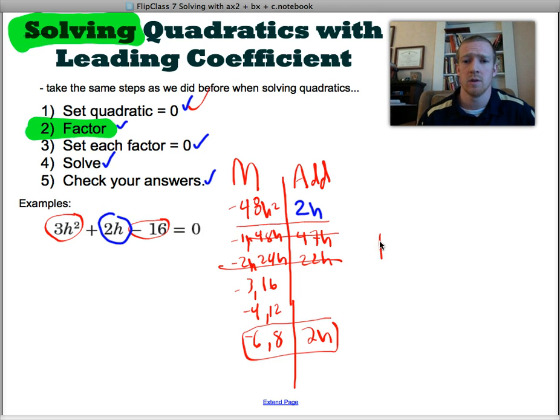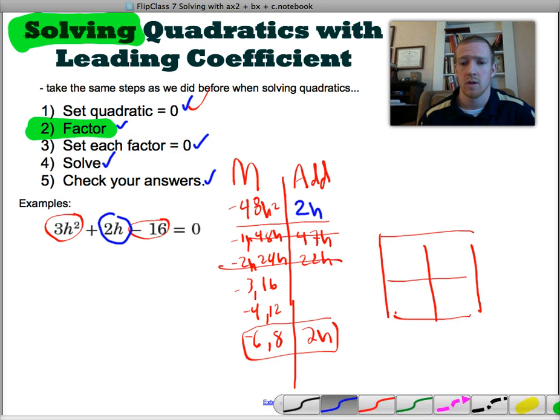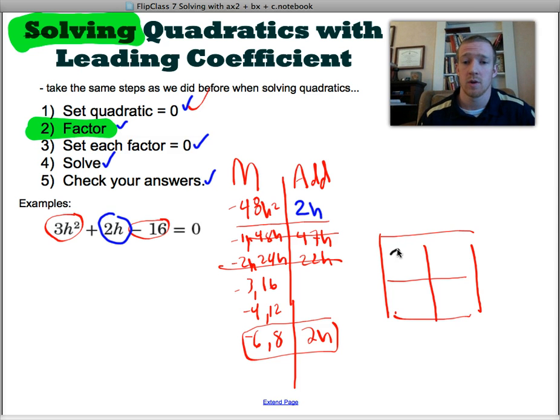Alright, so now I'm going to do the box method. You can do it the other way too, whatever lets you factor this kind of trinomial. So we put our 3h squared, put our negative 16 here, and then instead of having the 2h, we're going to have a negative 6h and an 8h. Once again, it doesn't matter which boxes. I could have put the 8h up here and the negative 6h here.